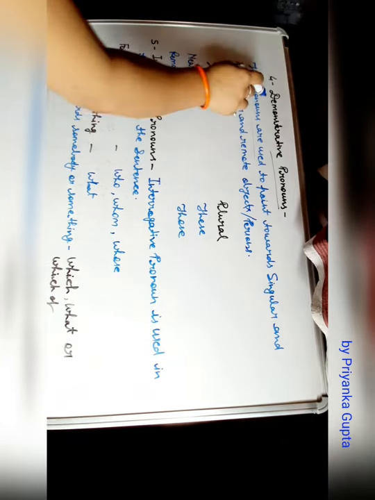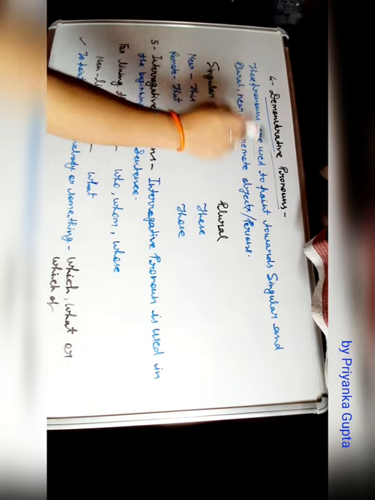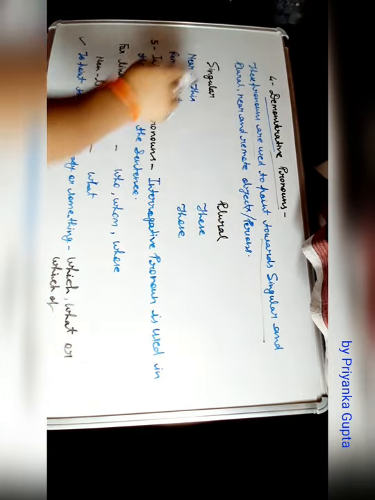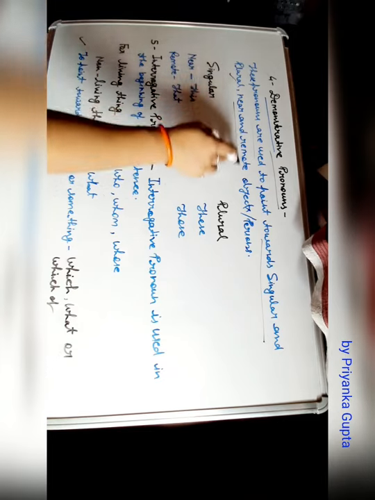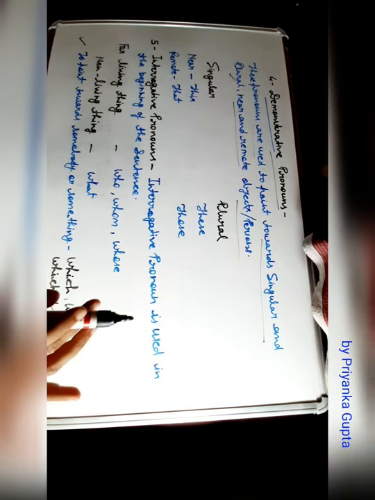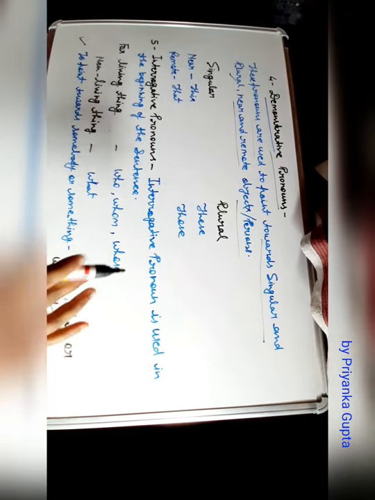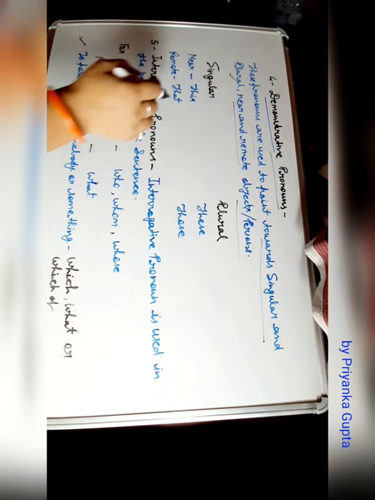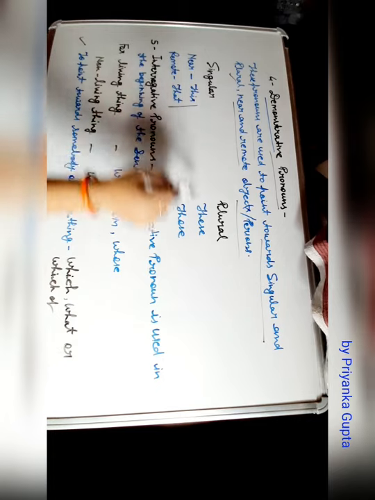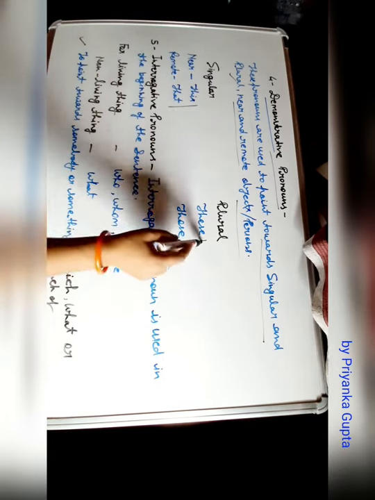This is your demonstrative pronouns. What are these? These pronouns are used to point towards singular and plural, near and remote objects and persons. When we point towards any singular or plural, near or remote objects and persons, that's why we will use demonstrative pronouns. Your demonstrative pronouns are this, that, these, those.